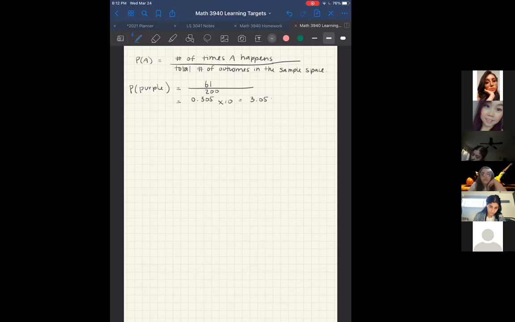So our guess is based off of the 200 draws, there are 3 purple blocks.